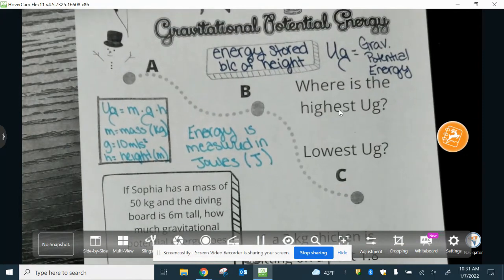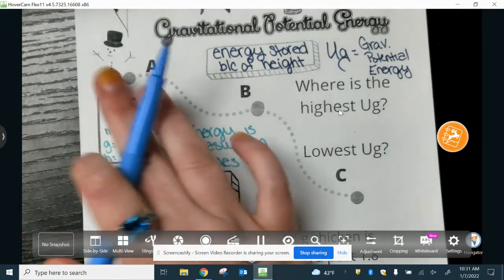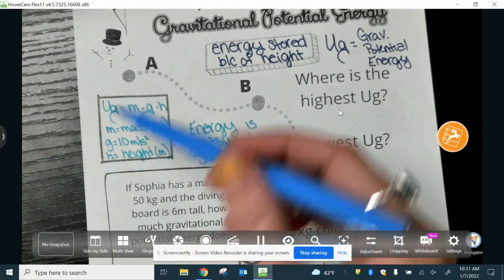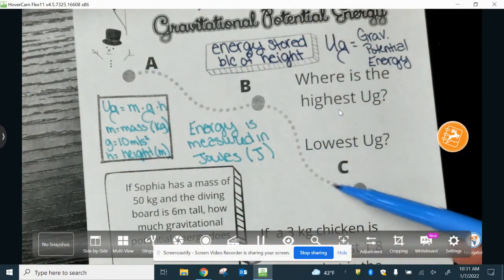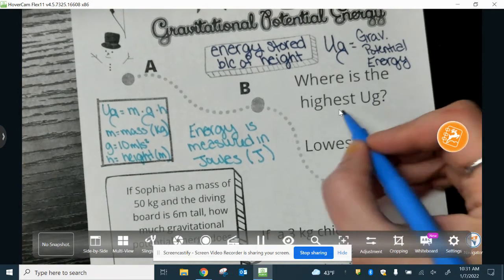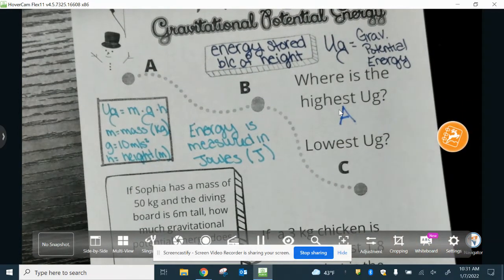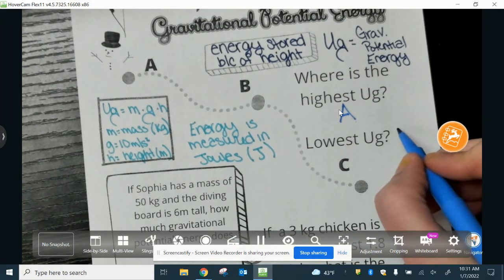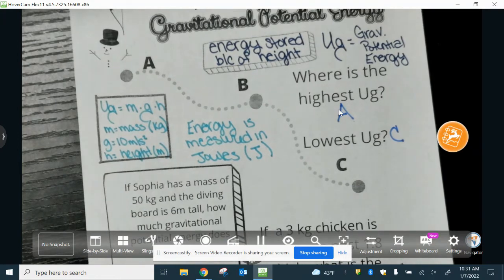All right, so we have my little snowman here, and he's on a snow trail that winds down a hill like this. Where is the snowman's highest potential energy? Where is his highest UG? We're so smart. And the lowest UG? Perfect. You don't even need me.